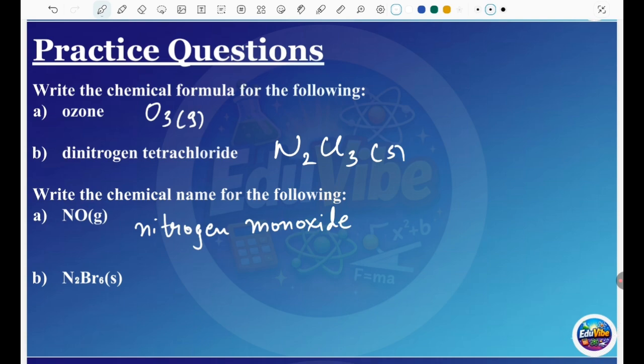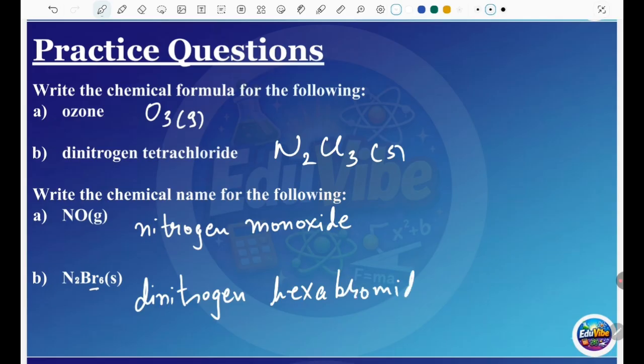Next one we have is N2Br6. N2 is a main nitrogen, but this is now dinitrogen. We have 2 of this molecule. So this is dinitrogen, and we have a 6. 6 means hexa. Bromine we have, so we have to drop and we get ide. So it's dinitrogen hexabromide. So that's how you can write the chemical formula for molecular compounds, molecular substances.